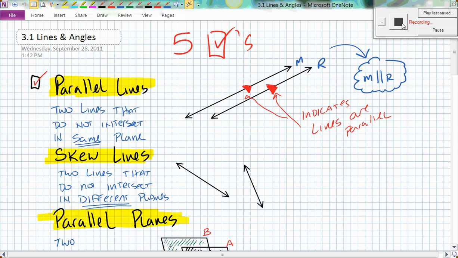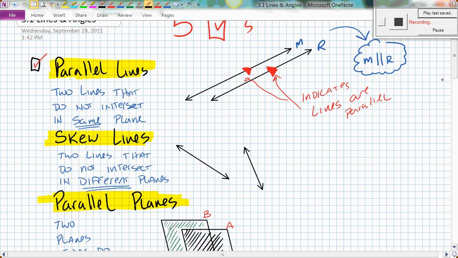Okay, so in geometry today, we introduced a new section called 3.1, lines and angles. And then we introduced the idea of lines and angles, talking about three new words: parallel lines, skew lines, and parallel planes. So parallel lines are two lines that do not intersect, but that happen to be in the same plane.